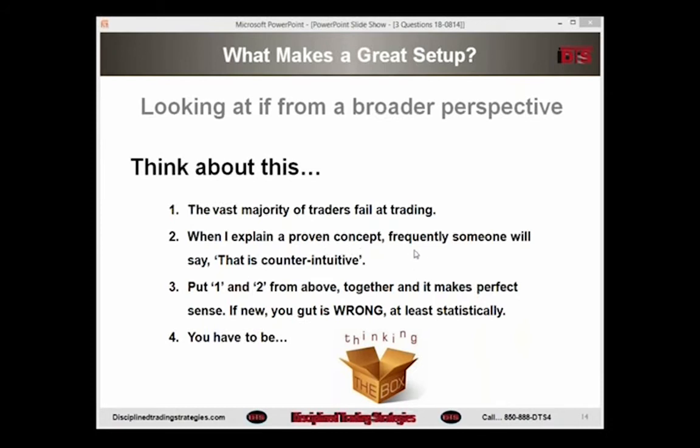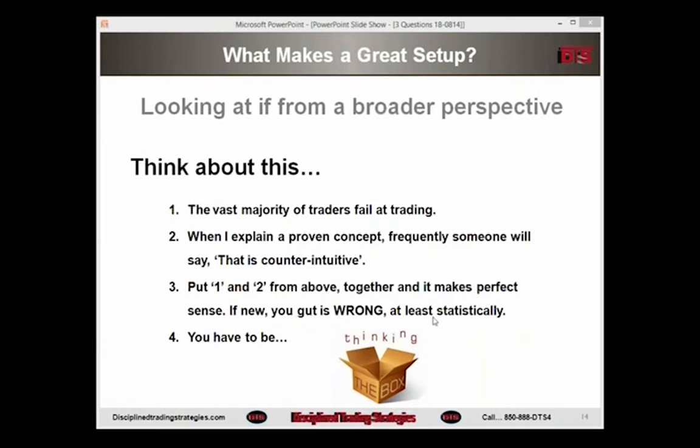When I explain a proven concept, frequently somebody will say to me, hey, that's counterintuitive. Like, that doesn't make any sense. A lot of times I'll be long when the market breaks the low of the day, being bullish. How can you do that? Well, because it works the vast majority of time. If I understand the setup, I know what I'm doing. But the point here in the slide is you put 1 and 2 together, it makes perfect sense.